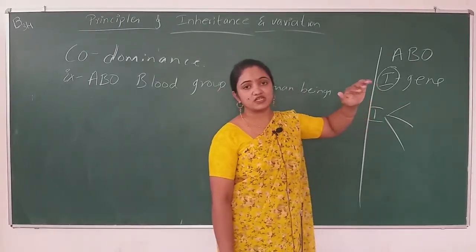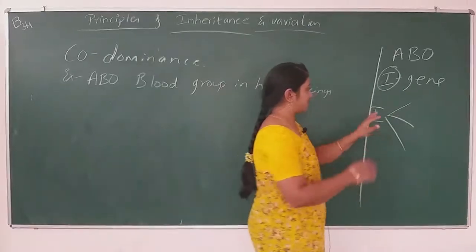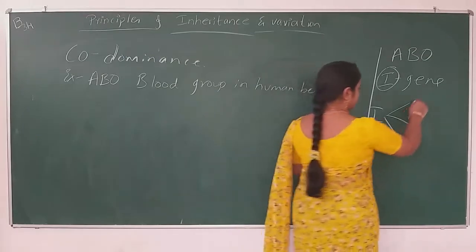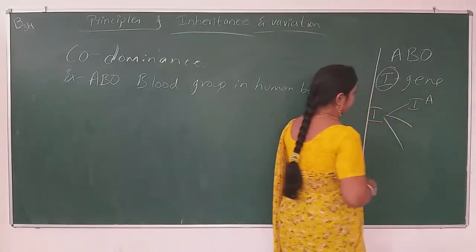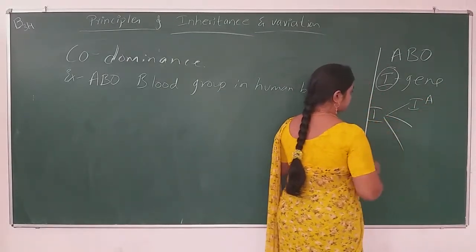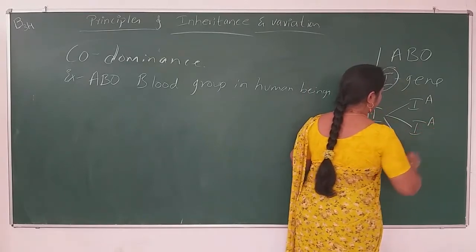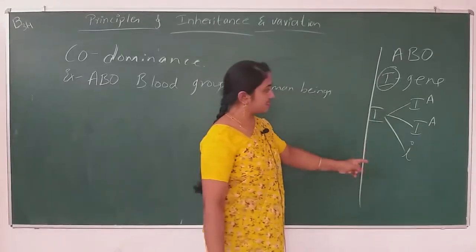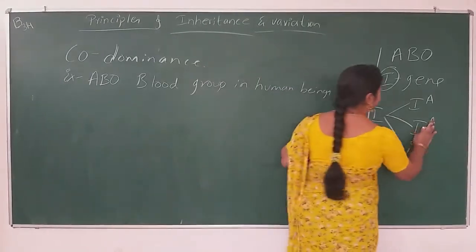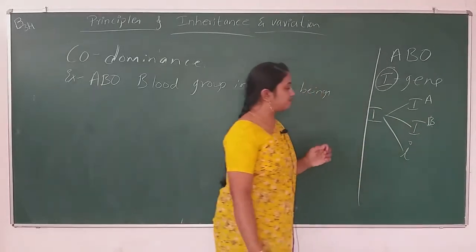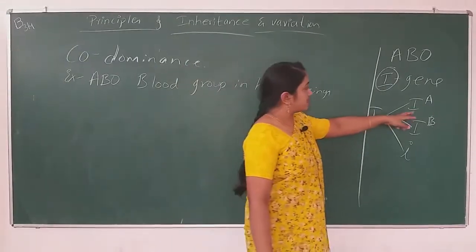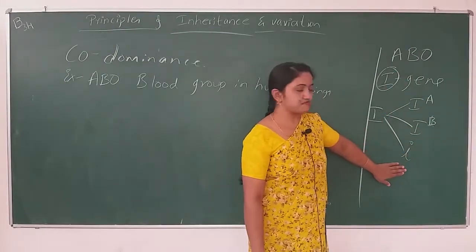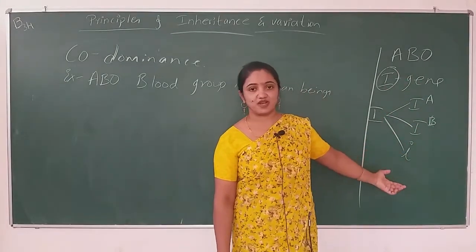How come? Why is it so? We will see one by one. I will list out the 3 alleles first. The first one is capital I A. Always write the alleles of the ABO blood group like this: I A, I B, and small i. Capital means dominant, small i means recessive.